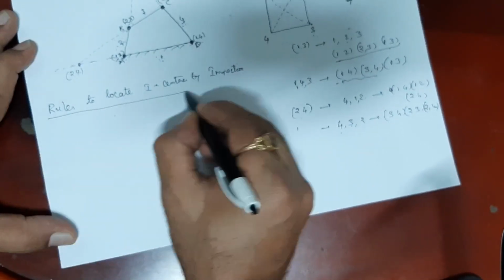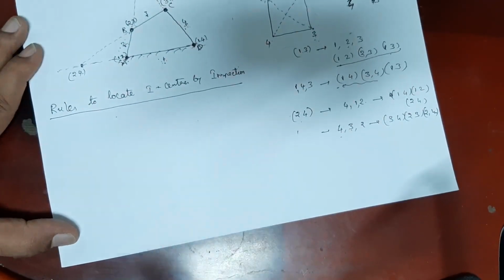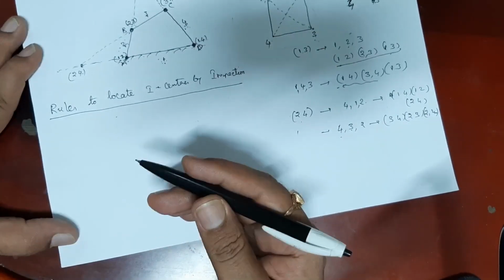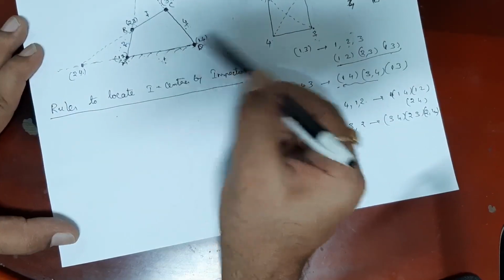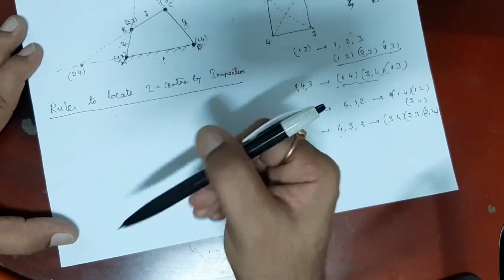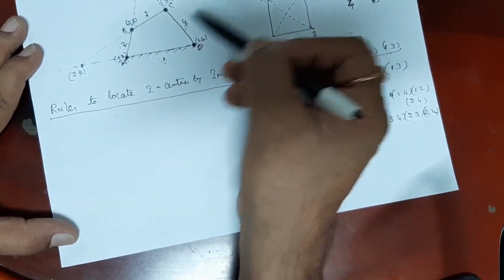What are the rules? By inspection, we can locate some I centers. Some instantaneous centers are fixed, and some are permanent, so we can locate them. Other instantaneous centers we can locate by using Kennedy's theorem.